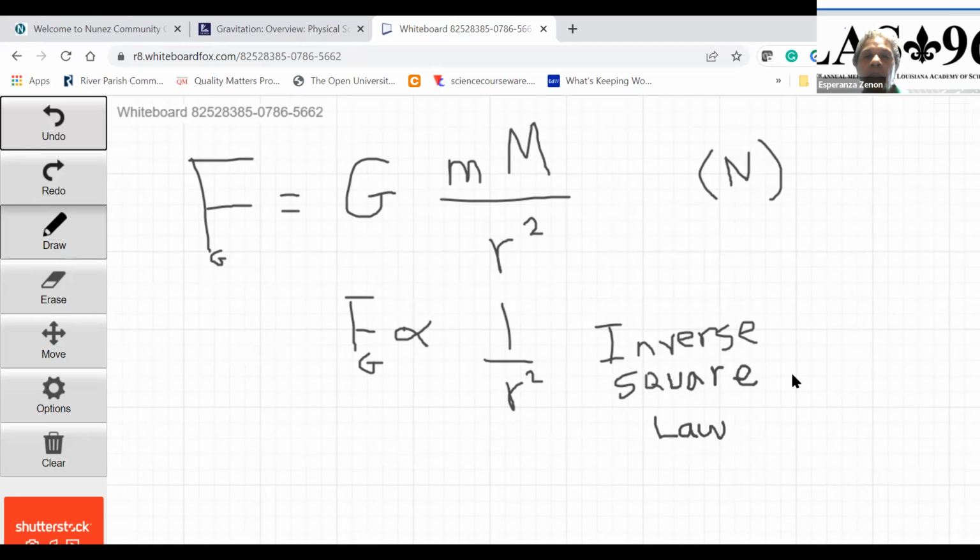Don't forget, whatever the factor is, you have to square it. So let's say, for example, I cut the distance in half. Okay, so let's say R, I'm gonna show you how this works. So let's say this. So R is cut.